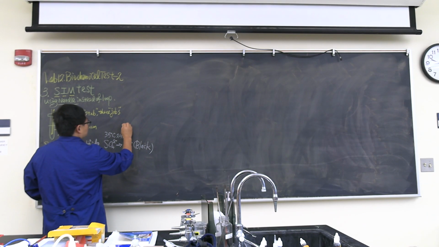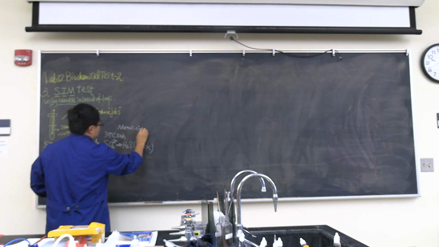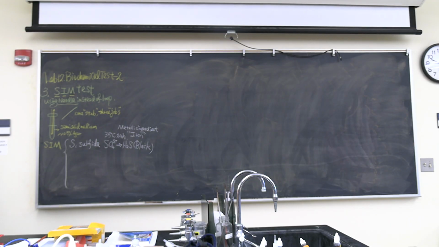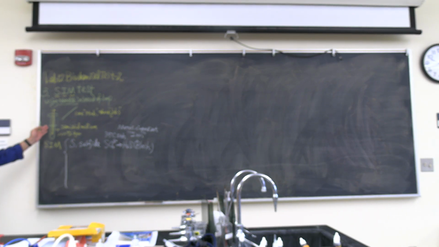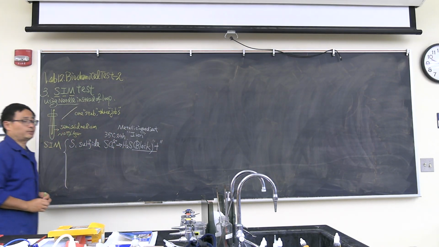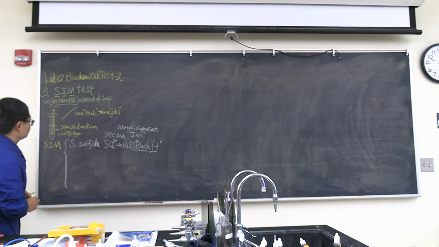Now, why will it turn black? The reason is there are metallic ingredients such as iron in the medium. And once you have H2S generated, it will turn black. So next week, Tuesday, if you see your SIM agar turns black, which means it is sulfide test positive. Otherwise, it is negative. So that's the first S.